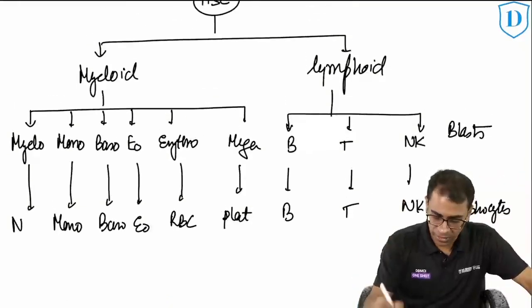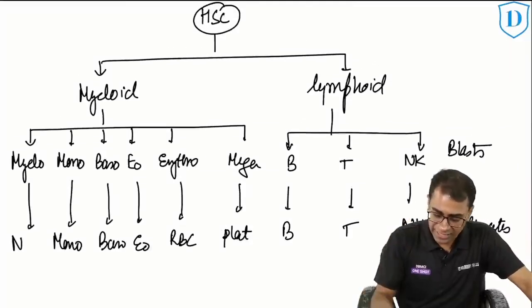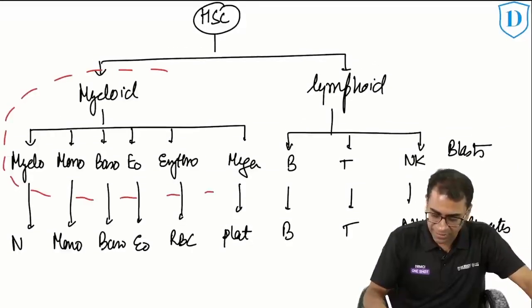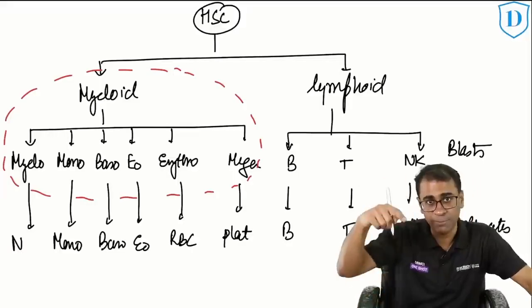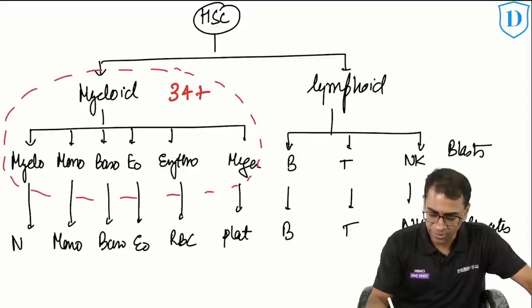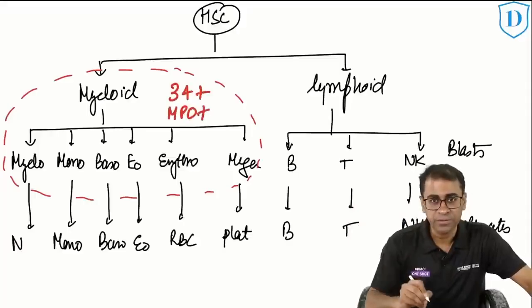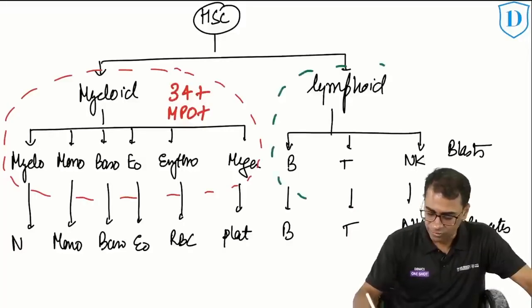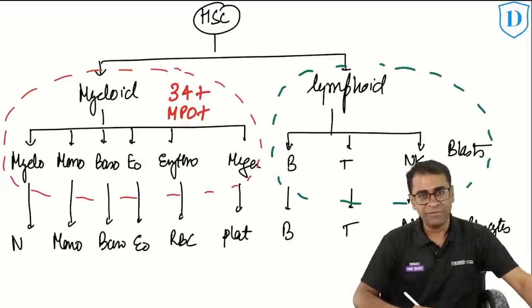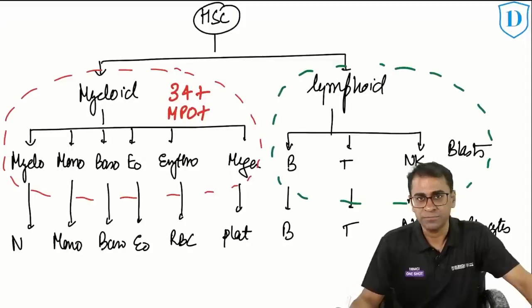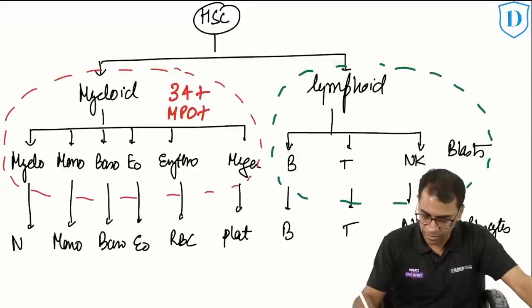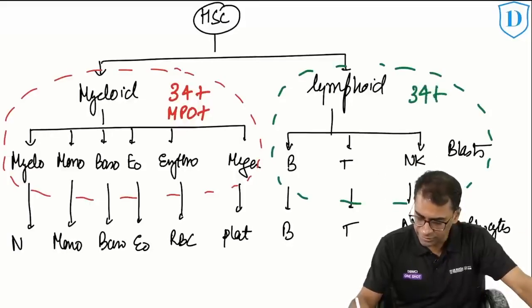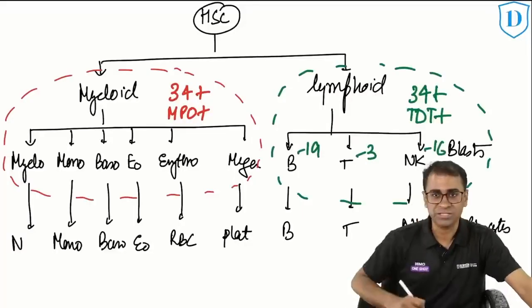Now listen carefully. If the cell is an immature cell like these, these are immature myeloid cells. If it's immature and myeloid, the marker is 34 for immaturity and MPO for myeloid. This cell here is an immature lymphoid cell. If it's immature and lymphoid, the marker will be 34, TDT, and for B 19, for T 3, for NK 16.